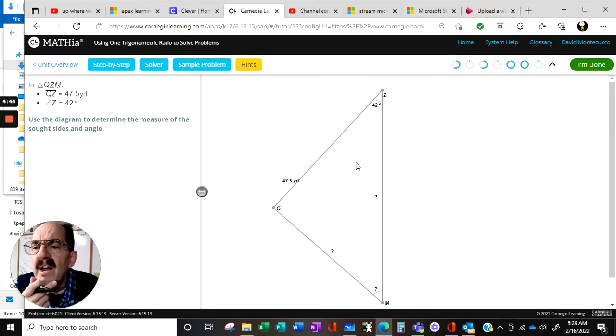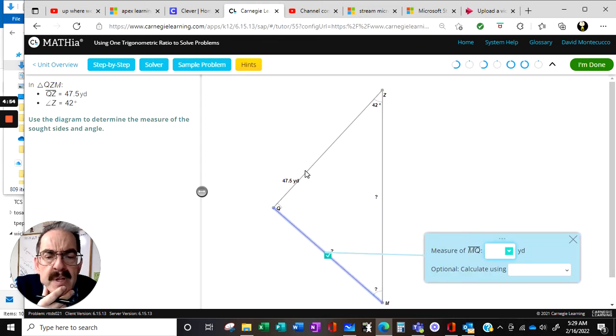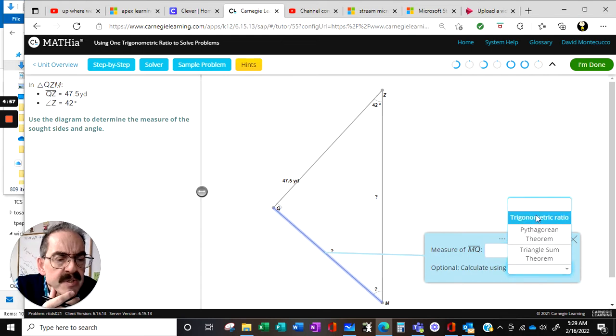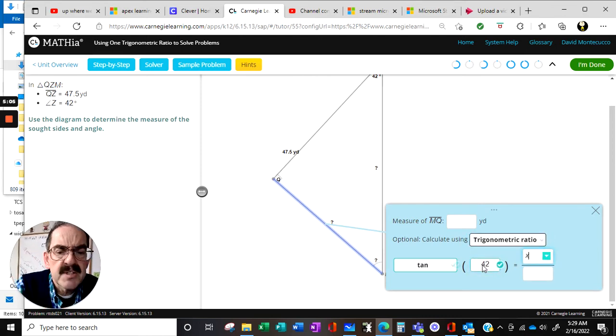Okay, all right, so now we're given some stuff. We want to know this, we want to know this. Okay, so let's start out here, right? The OPP over the ADJ. So we're going to use a trigonometric function. It's going to be the tangent, and it's going to be 42 degrees, and it's going to be x over 47.5. And we'll have 47.5 times the tangent of, what happens if I just, no, I think we need the parentheses, okay?